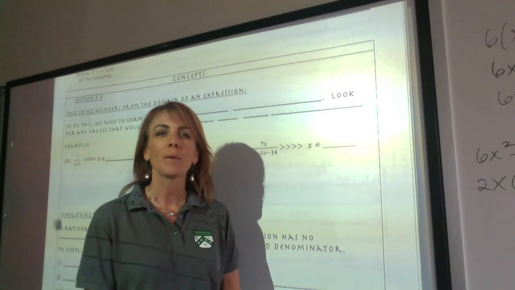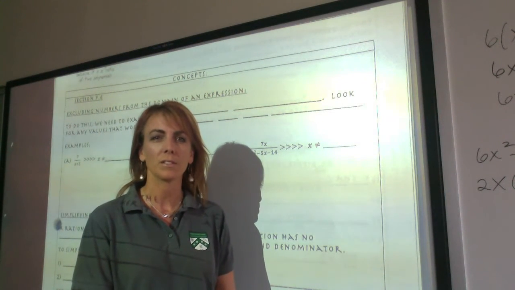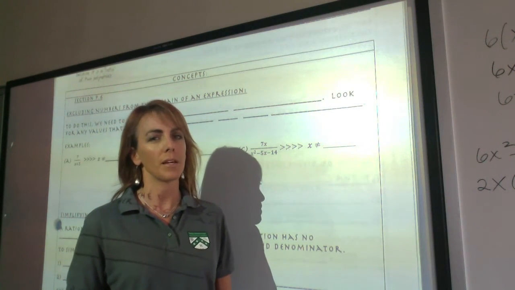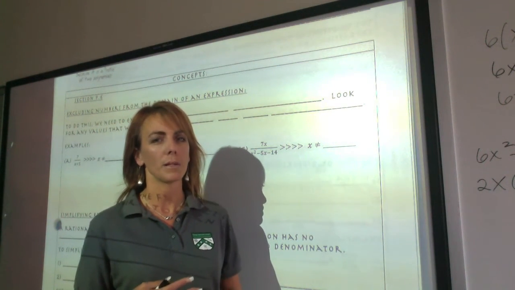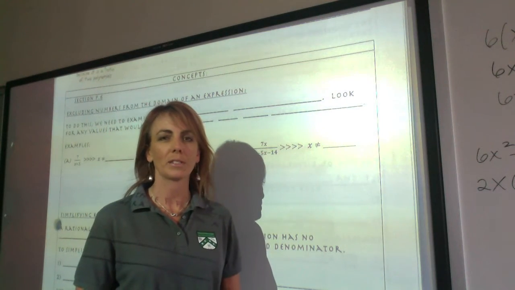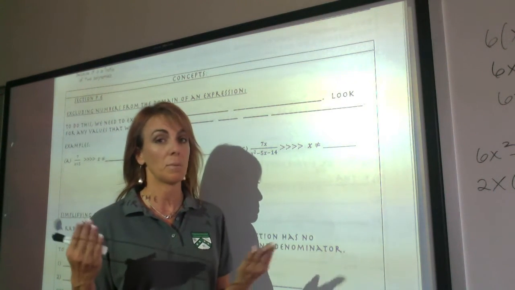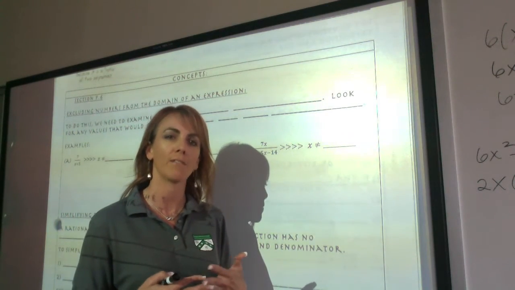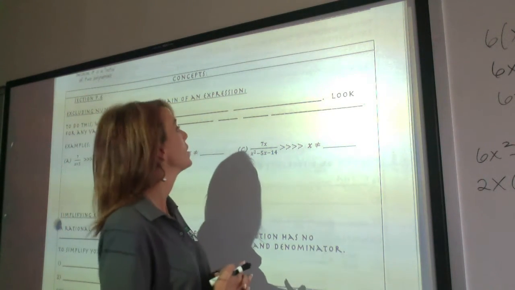Hey there. Today we're going to talk about rational expressions. We're going to talk about what to exclude, how to simplify them, and we're going to talk about how to multiply them as well. Now, a rational expression is nothing more than a fraction meeting a polynomial. So if we combine those two concepts together, we're going to have what's called a rational expression.